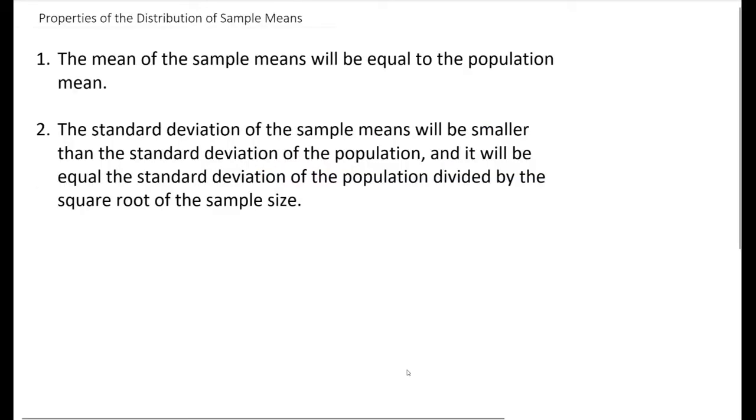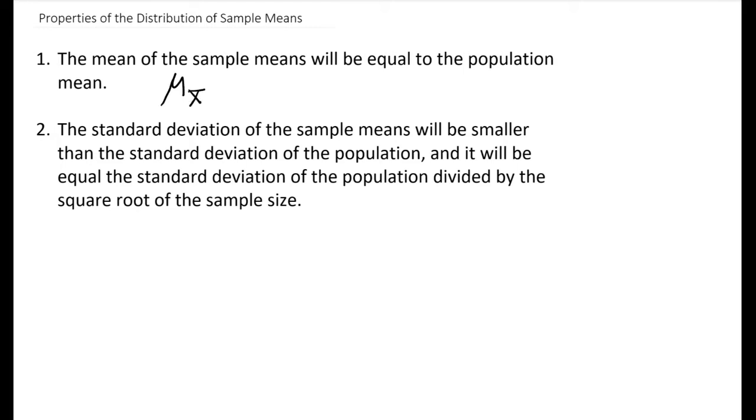So what are the properties of the distribution of the sample means? That was that one curve that we did earlier. The mean of the sample means will be equal to the population mean. The second property is that the standard deviation of the sample means will be smaller than the standard deviation of the original population, and it will be equal to the standard deviation of the population divided by the square root of the sample size.